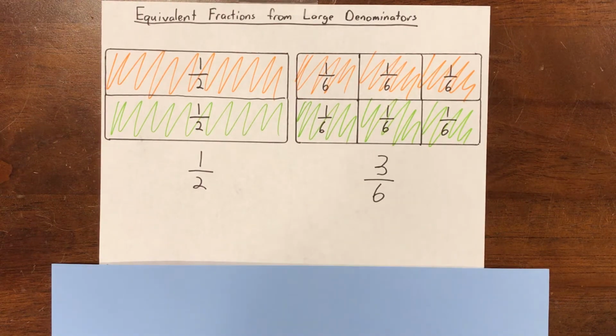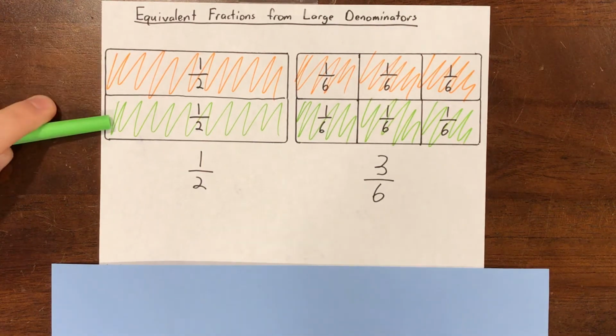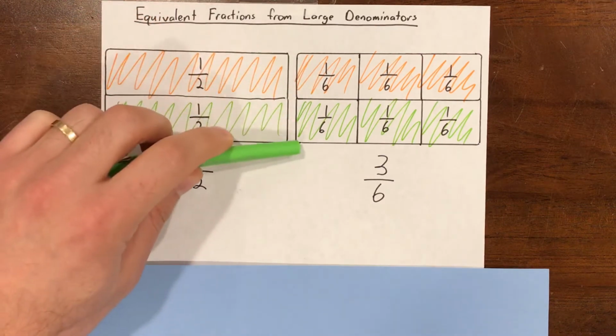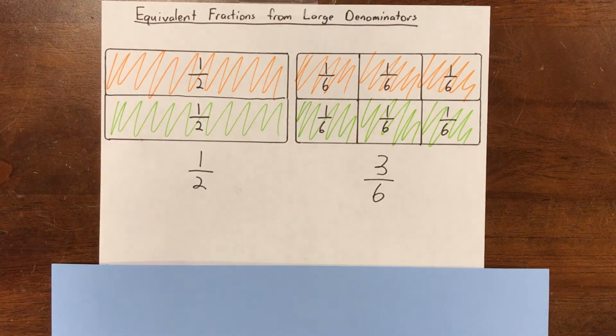So when you look at the picture with the halves first, start over here, and then you look at the picture of the 6ths, what happened to the pieces? Say it out loud. Yeah, we actually divided the larger pieces into smaller pieces, didn't we? But we didn't change the overall size of the whole.